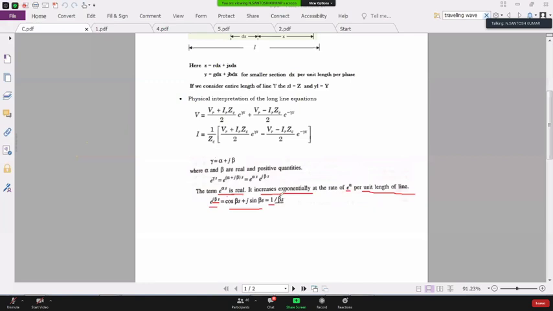The product increases, right? Beta is an angle, and you are multiplying the angle with the distance. So does it increase or decrease?